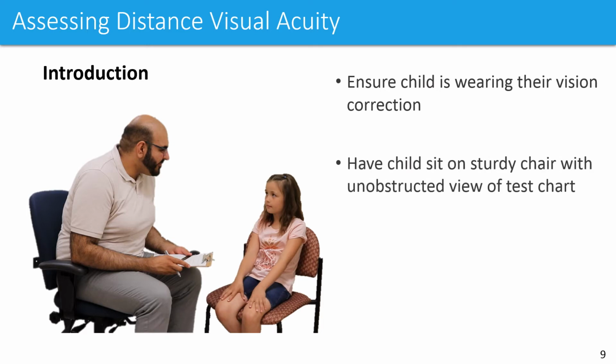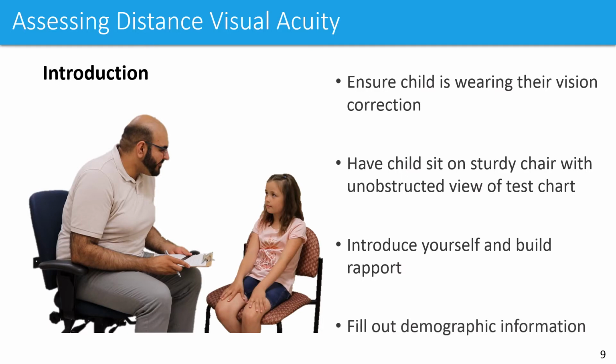Have the child sit on a fixed chair with an unobscured view of the test chart. You should sit in front and to one side of the child. Introduce yourself and engage with the child in a friendly manner throughout the test. Smile and build rapport to get the child to feel more comfortable. Fill out as much of the demographic information as possible on your designated recording chart.